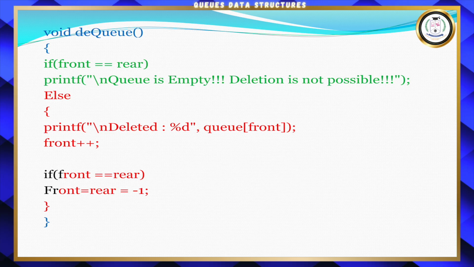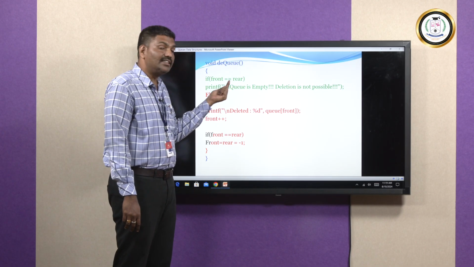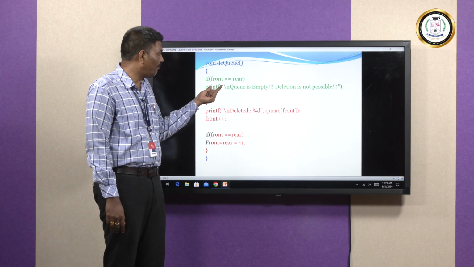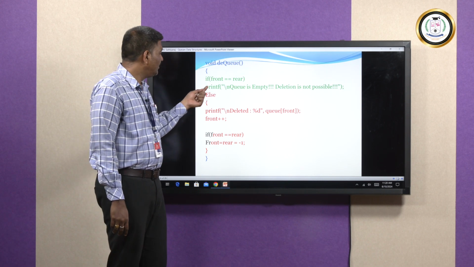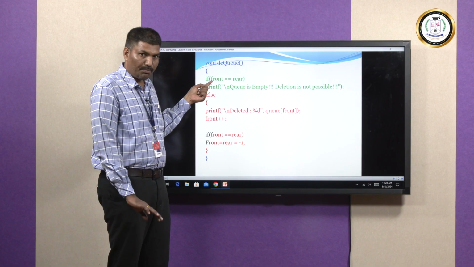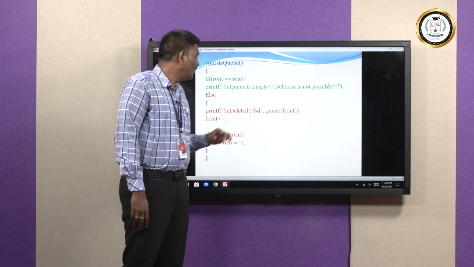Then DeQueue. You can see here, before deleting we need to check whether the queue is empty or not. So front equal to rear, that is a condition I already explained with an example, that condition says the queue is empty. If the condition is satisfied, we cannot perform the deleting operation. I provided the message: queue is empty, deleting is not possible.